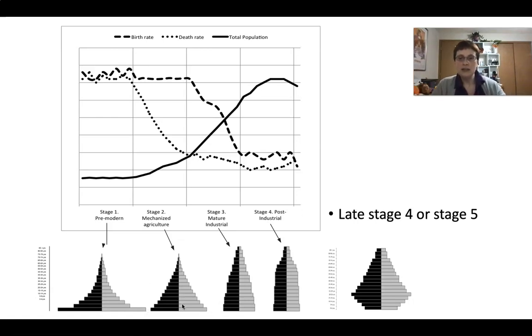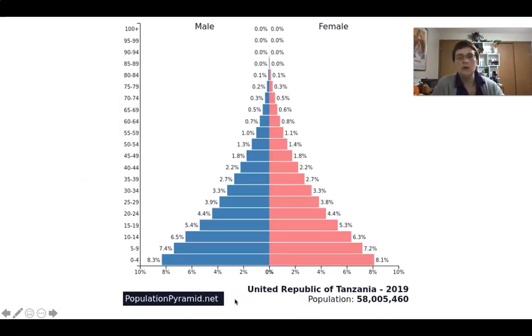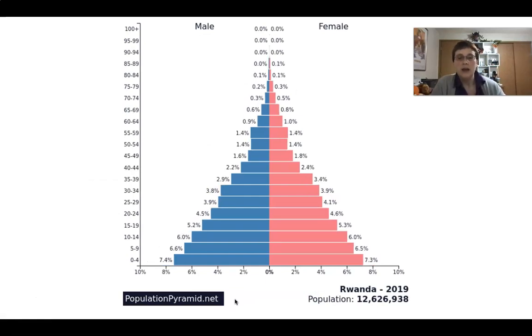And so you can see that the bar for 0 to 4 is not quite double 5 to 9, but it's close. And so that is the big difference between a stage 1 and a stage 2. Stage 2s can vary in their pyramid shape. So we've got the United Republic of Tanzania, and then we've got Rwanda, right?